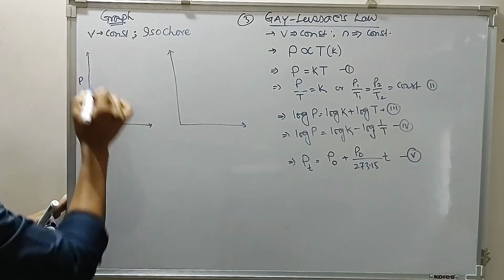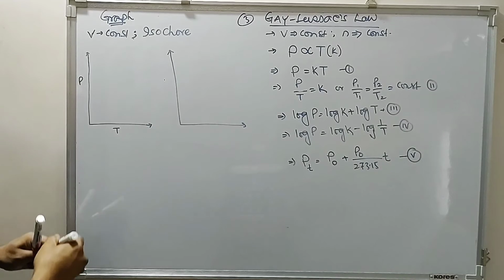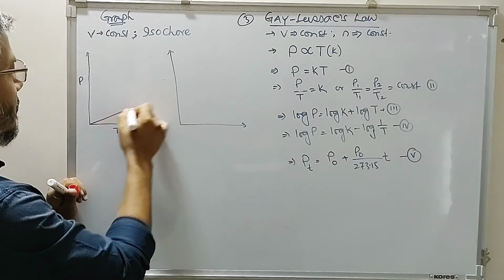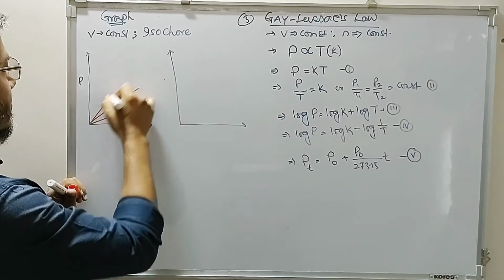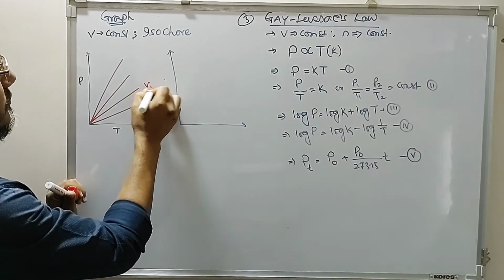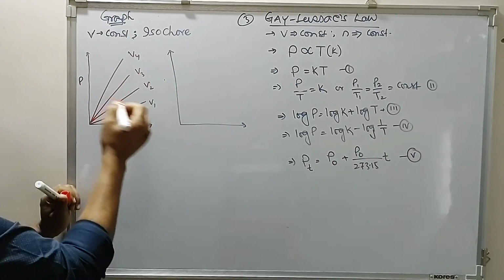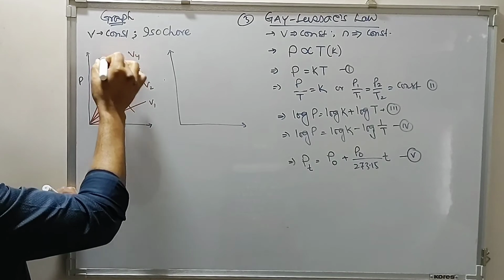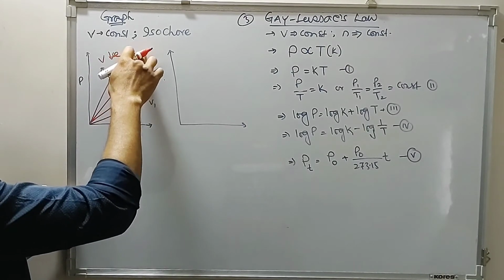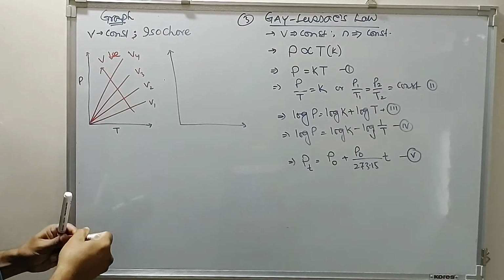Take pressure, temperature. Pressure is directly proportional to temperature, so the equation is a straight line passing through the origin. So this is V1, V2, V3, V4. Moving from V1 to V4, volume decreases. V1 is higher volume, this is gas at low volume. So this is equation 1.